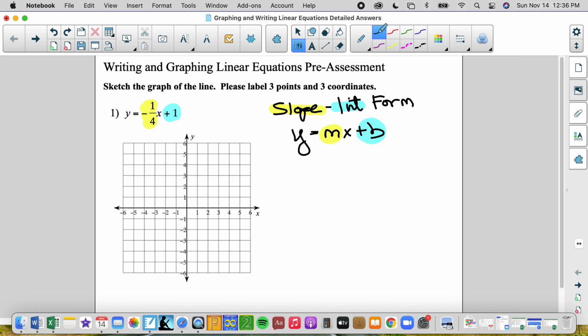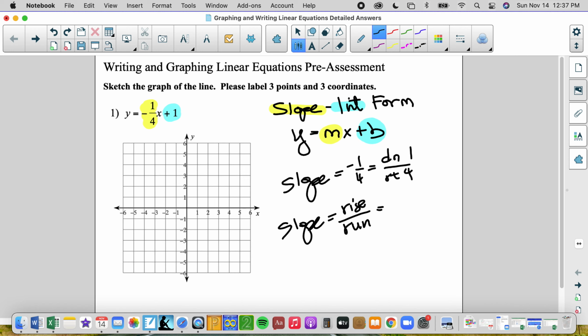With this, we see that our slope is equal to -1/4. If we turn that into rise over run, -1 is down 1, and +4 is right 4. Remember, slope is rise over run. When we rise, we go up and down, and when we run, we go right and left. So up is positive, down is negative, right is positive, left is negative. That's why -1 would be down 1.